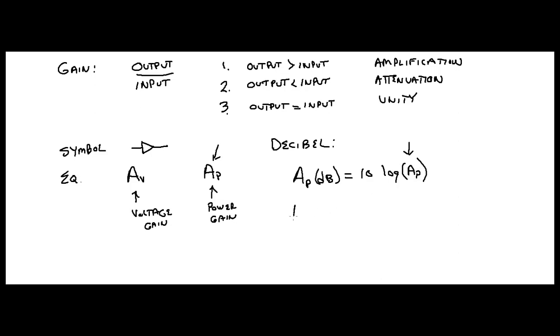Now, the gain for voltage in decibels is going to equal 20 log AV. And this AV is the simple gain, and it's the same as this one right here that we just talked about. So usually you're given one of these, and you have to convert to the other. So let's go through some examples of how you would use this.